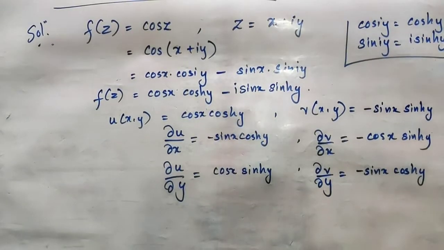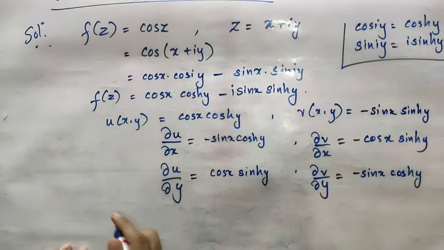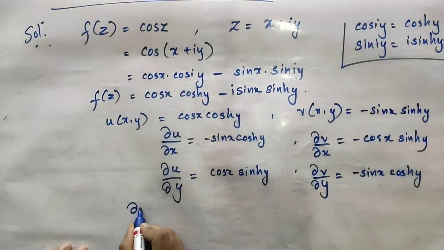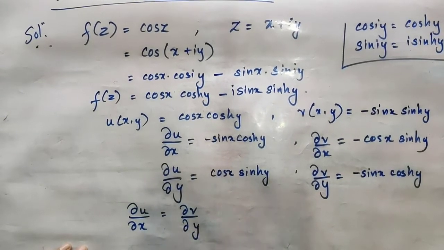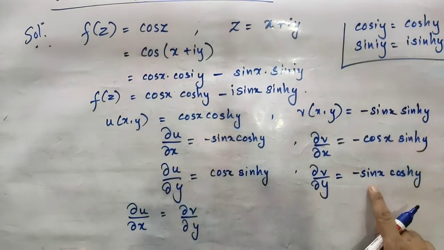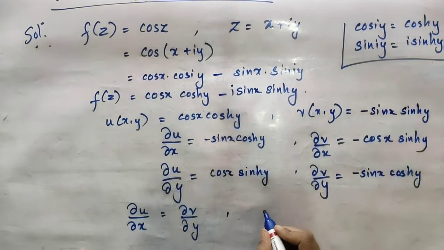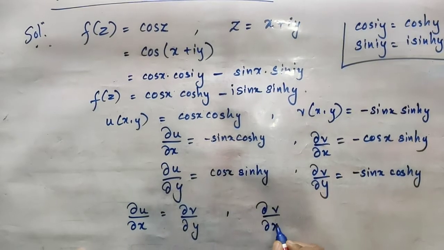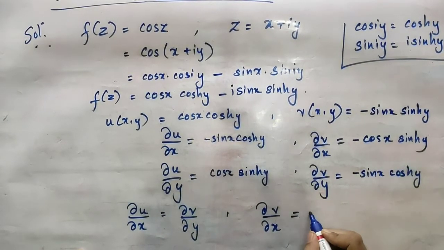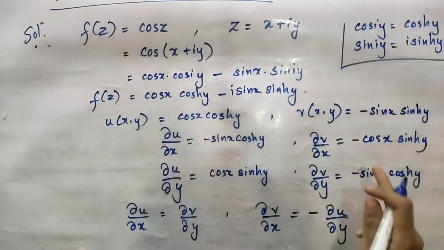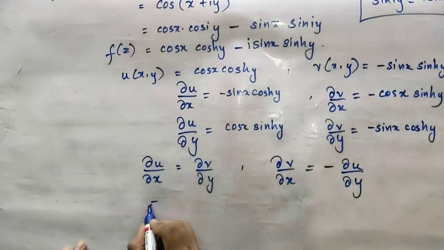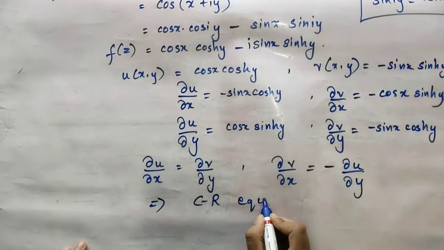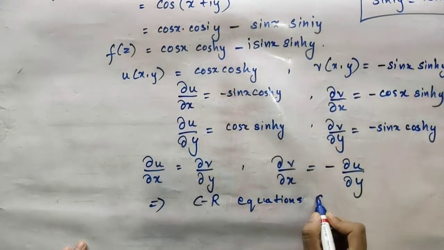So this is just a few steps that we need to go through. Now, as per the CR equations derived in our previous session, we have dou u by dou x equal to dou v by dou y. Are we finding that? Yes, minus sin x cos hyperbolic y and minus sin x cos hyperbolic y, both are equal. Similarly, what is dou v by dou x? Is it not minus dou u by dou y? Just see, except for that minus sign, every term is the same. Hence the CR equations, the Cauchy-Riemann equations, are satisfied.